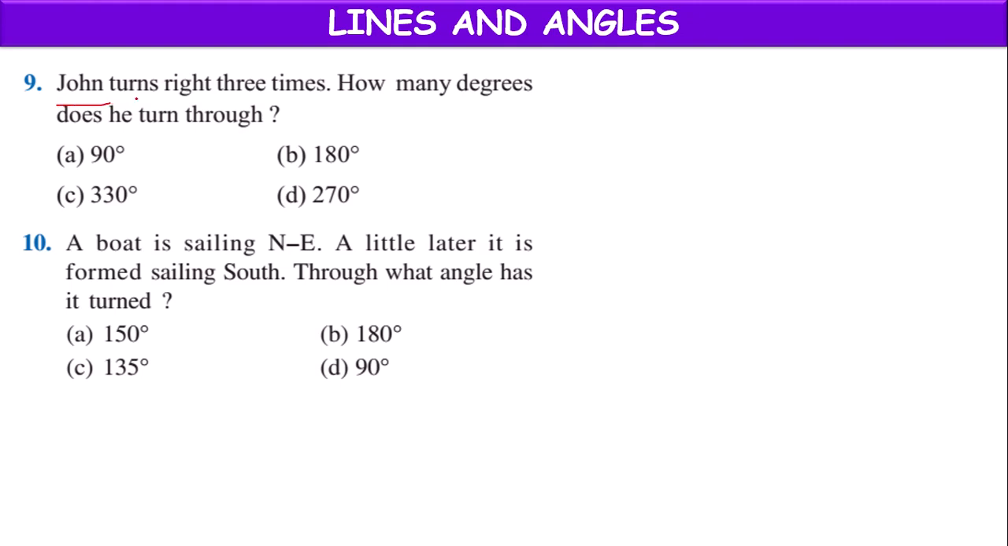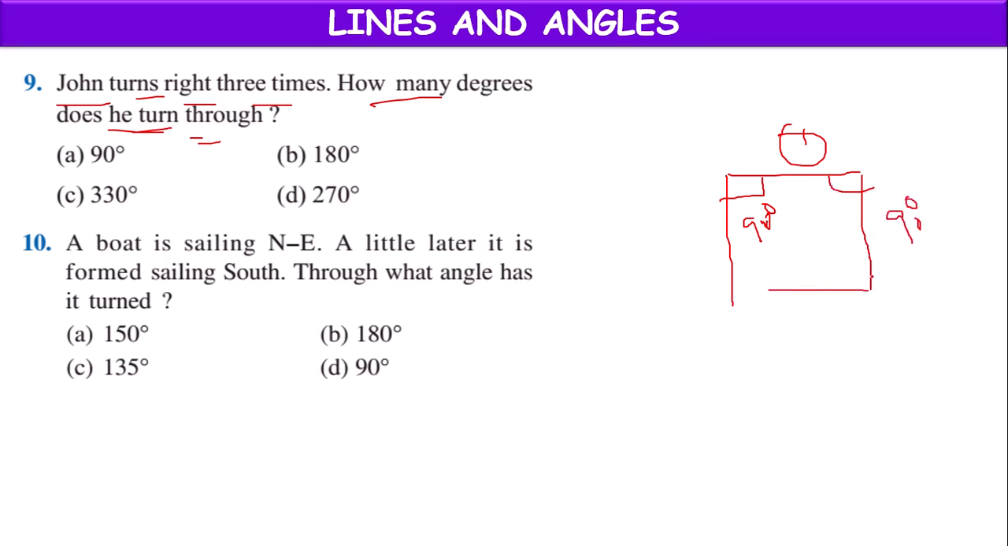Next. John turns right 3 times. How many degrees does he turn through? If he is going straight and then turns towards his right, right means he will move through a 90 degrees angle. This is the first turn. Again he moves towards the right, second time, 90 degrees. Again towards the right, third time, 90 degrees. So on the whole, he has turned through an angle of 270 degrees.